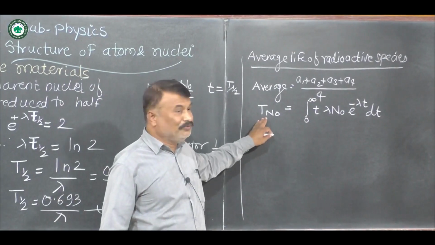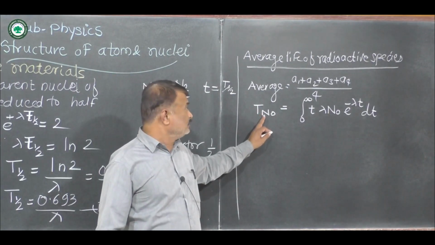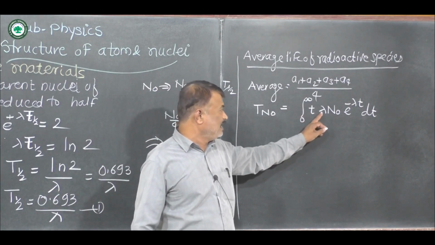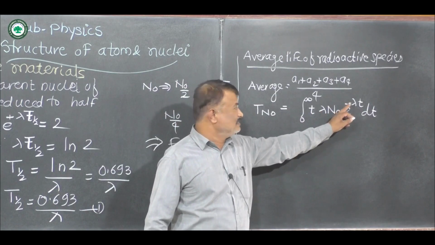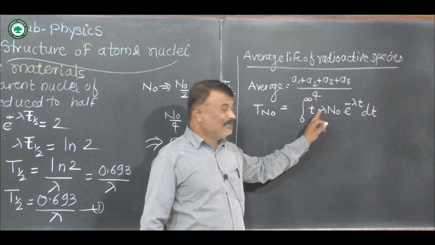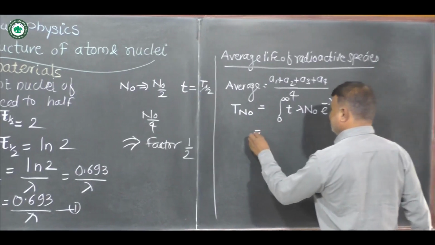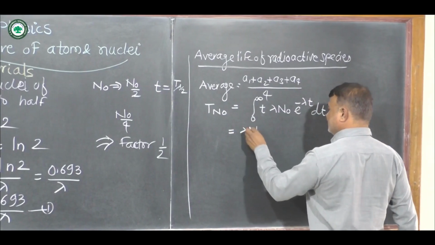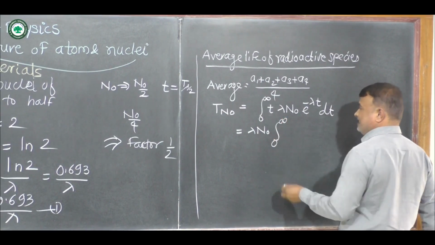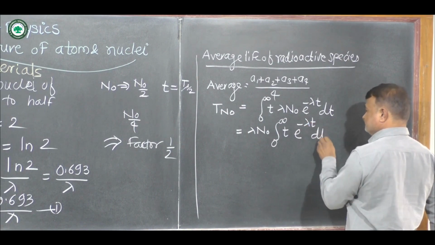So in this way we find T n naught, the time for n naught, and that is equal to the integration from 0 to infinity of t lambda n naught e raised to minus lambda t into dt. But in that case n naught is constant and lambda is also constant, and therefore we take them out of the integration. Then we get lambda into n naught, and the remaining is the integration from 0 to infinity of t into e raised to minus lambda t into dt.